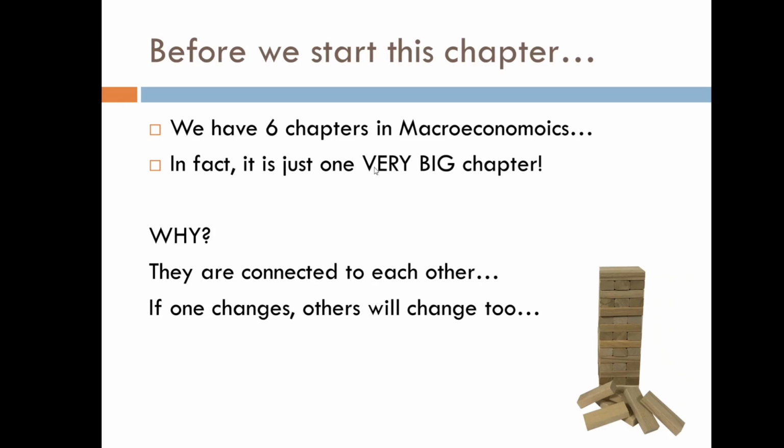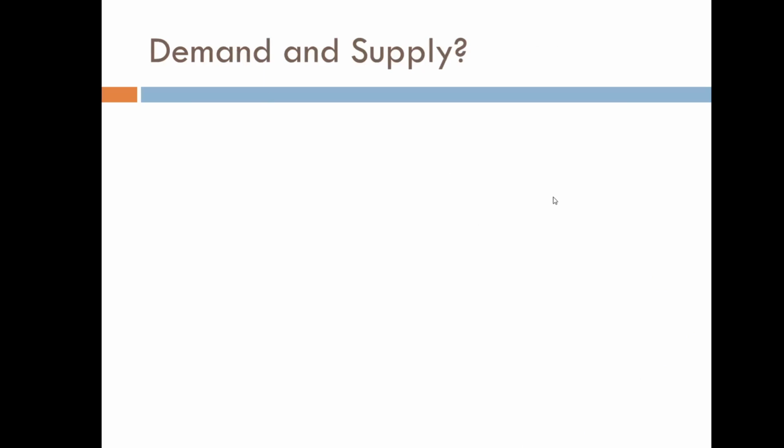Treat it as a very big chapter. Do not study all 6 of them individually. When you are studying one chapter, you should think about the other chapters as well to see if there is any connection. Otherwise, you don't really understand macroeconomics. So that's one hint that I can give you. So let's go to the chapter.